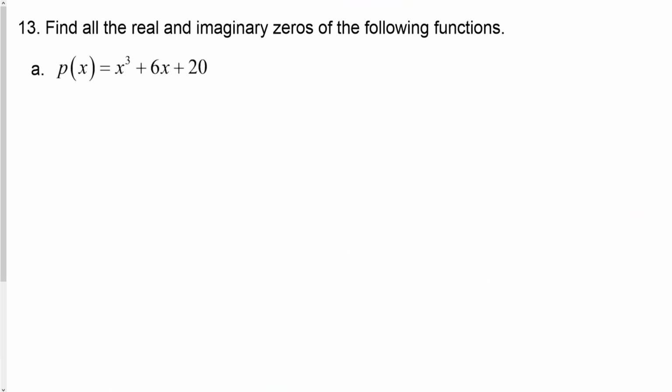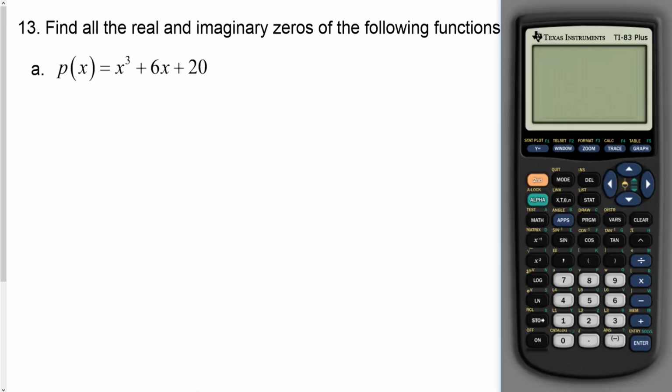Number 13. Find all the real and imaginary zeros of the following functions. Part A, p of x equals x cubed plus 6x plus 20. So in order to work these through, you need to find initial zeros that are either integer or rational, so fractional based. In order to do that, you'll use your calculator. So we'll graph the function.